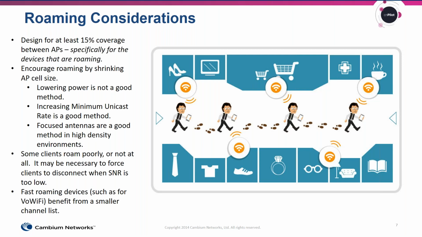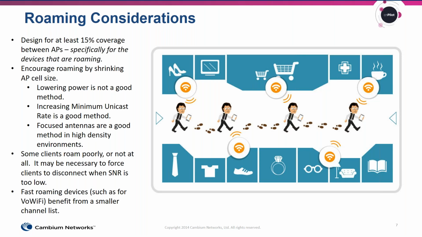You need it to be such that client devices can hear the next AP well enough to be able to make the choice to go ahead and move over to it while it's still able to communicate well with the AP that it's connected to now. So you always want at least 15% overlap in coverage. Depending on the application, it may be more. I like 30%, especially in voice over Wi-Fi deployments, but don't make it too much overlap, because too much overlap means more interference, more co-channel interference.